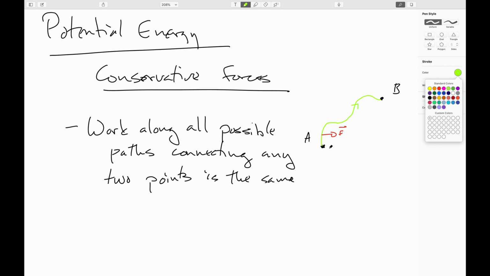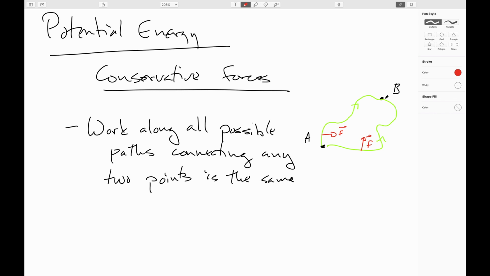And then say we can go and take a look at some totally other path that connects A and B. Maybe like that. It'll turn out that if we calculate the work done by this, if the force is conservative, the work we do going from A to B along this path is the same as the work done going from A to B along this path. And in order for the force to be conservative, it has to be the case that the work done will be the same along every possible path that connects these 2 points A and B.